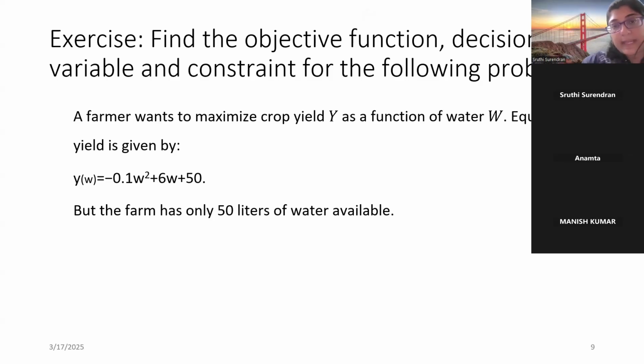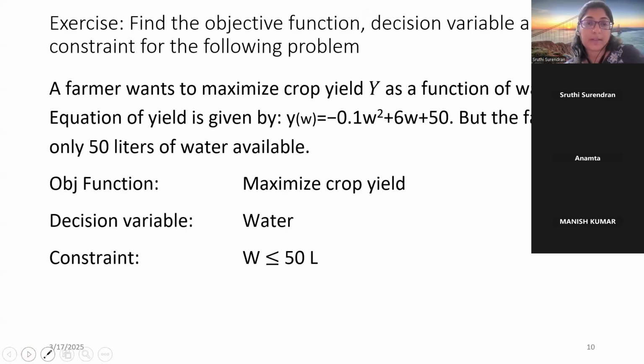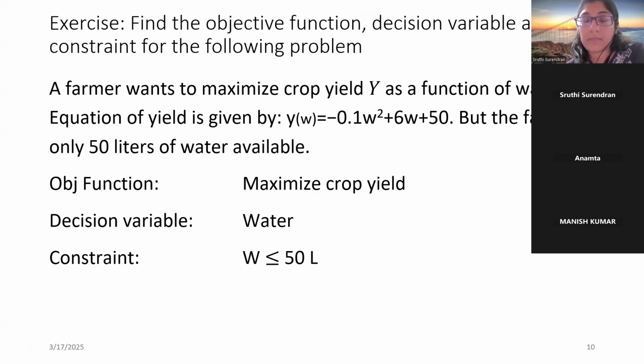The water should be less than or equal to 50. So when we write a constraint, we have to always make sure that we give it correctly, as in 50 liters of water is there. So you can either use 50 liters or you should use less than 50 liters. So here the objective function is to maximize the crop yield. The decision variable is the water that is available, and the constraint is that W, whatever water has to be provided, should be less than or equal to 50 liters.